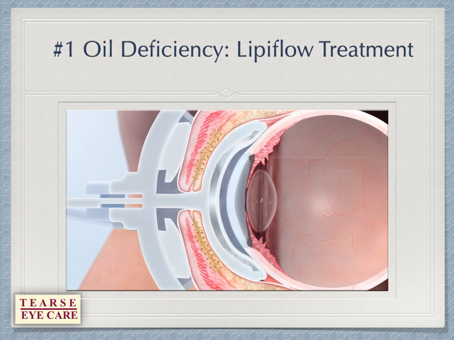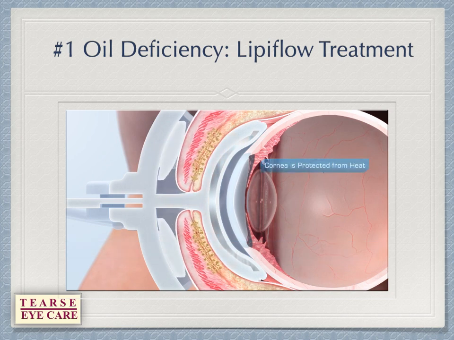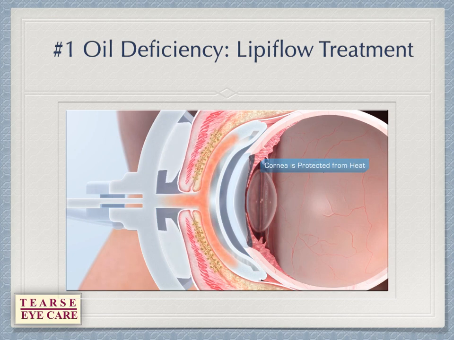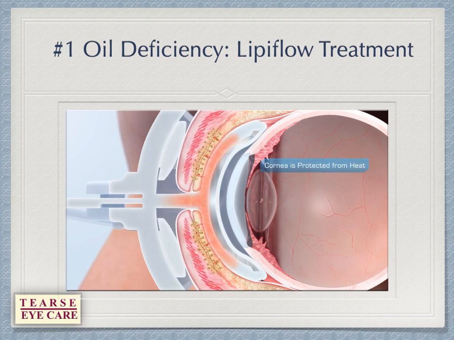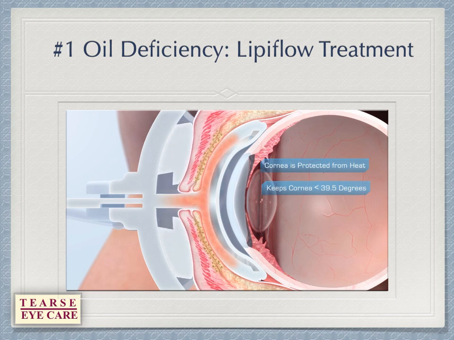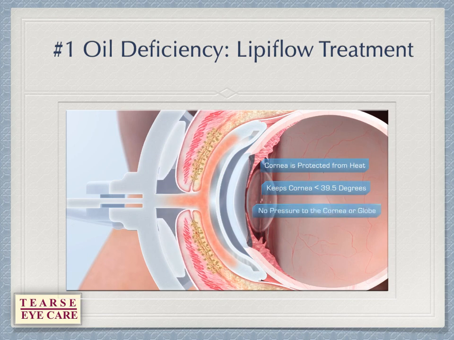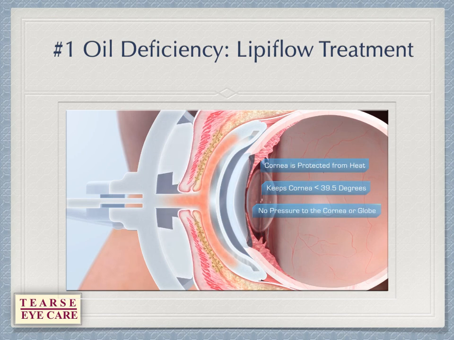The LipiFlow activator insulates on its inner surface and vaults the cornea to protect it from heat. Therapeutic heat of 42.5 degrees is accurately controlled and directed outward, away from the cornea to the lids. The device never lets the cornea exceed a safe 39.5 degrees, unlike chemical heat packs that have been shown to overheat. Also, unlike manual lid massage, LipiFlow safely applies pressure to the lids, not to the cornea or the globe.